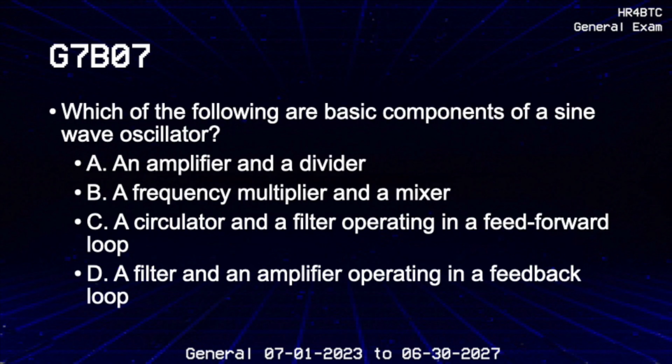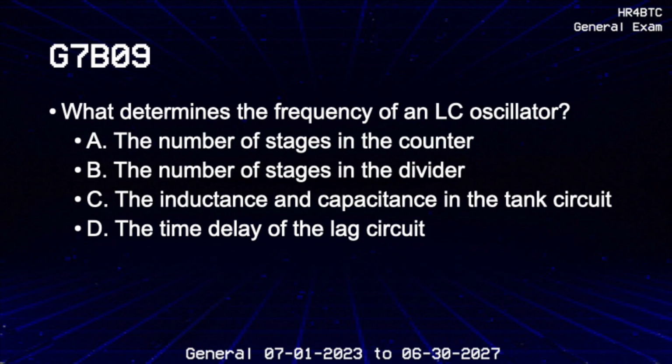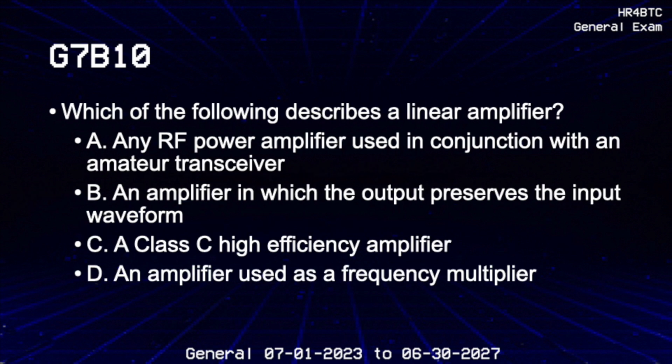Which of the following are basic components of a sine wave oscillator? A filter and an amplifier operating in a feedback loop. How is the efficiency of an RF power amplifier determined? Divide the RF output power by the DC input power. What determines the frequency of an LC oscillator? The inductance and capacitance in the tank circuit. Which of the following describes a linear amplifier? An amplifier in which the output preserves the input waveform.